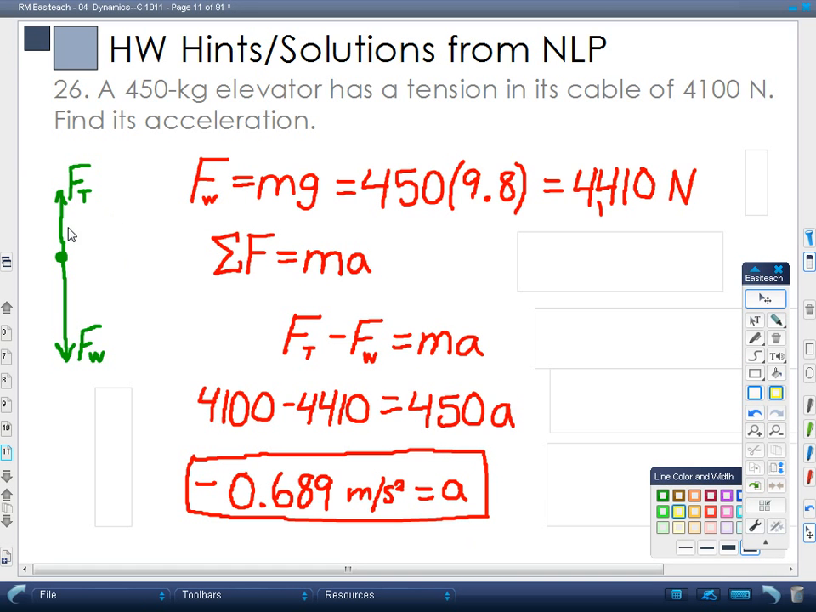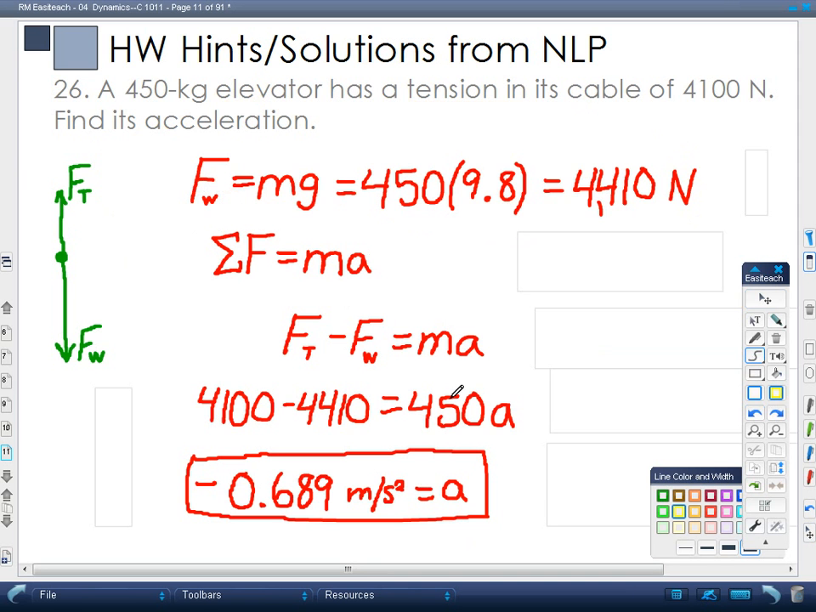So, quick summary. I didn't know that the tension was less than the weight until I calculated the weight, so I did a quick weight calculation right here. This is my quick weight calculation. Then I did the usual F equals ma, but it's a sigma F, which means look at all the forces. Tension minus weight, plug in, and you get the acceleration.